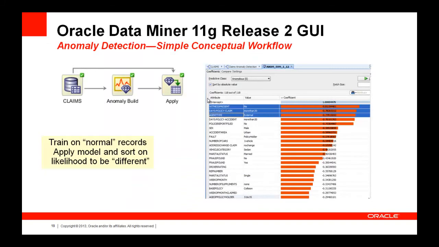Here is the anomaly detection algorithm showing, for some insurance claims data, how we look for these rare events, these little spikes, these things that stand out, and then for those models we can visualize the attributes and their relative importance in making a prediction.